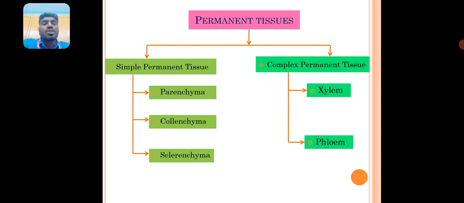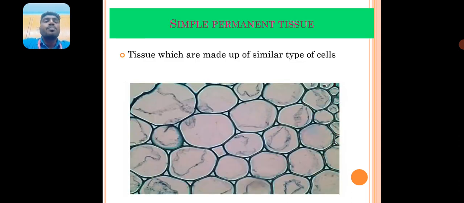Simple permanent tissue is of three types: parenchyma, collenchyma, and sclerenchyma. Complex permanent tissues are of two types: xylem and phloem. Simple permanent tissue is made up of similar types of cells. They have intercellular space.